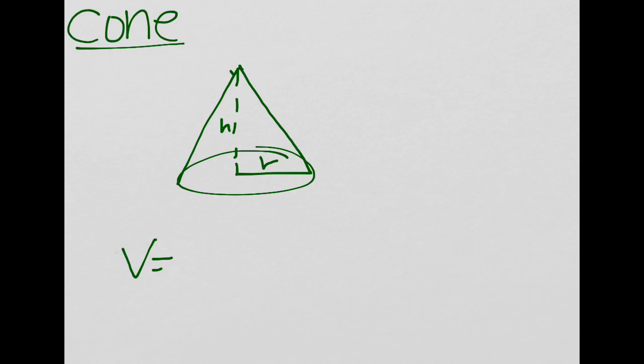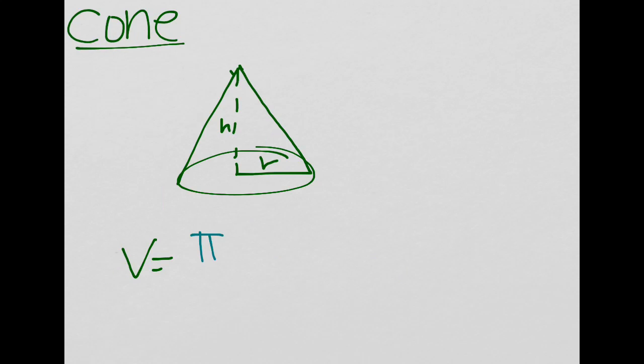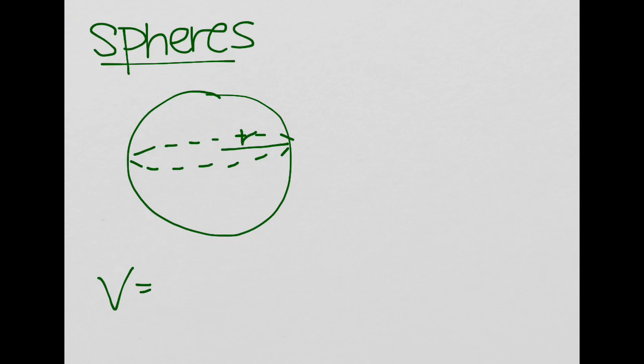Okay? For a cone, it's just the same as the cylinder, pi r squared h, but this time we divide by 3. So the cone is kind of like a hybrid between the cylinder and the pyramid. Okay? The sphere, there's really no way to remember. You just have to memorize this. It's 4 over 3 pi r cubed.